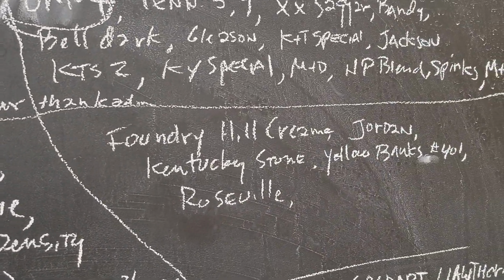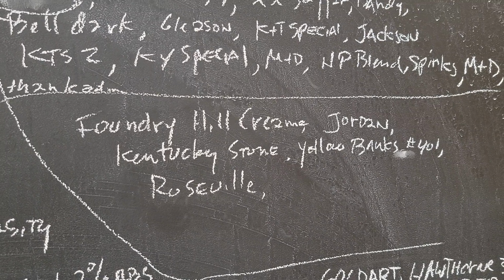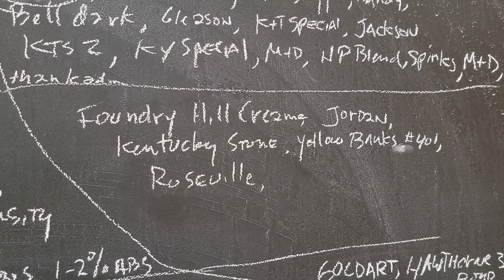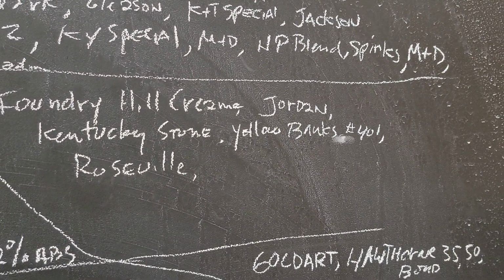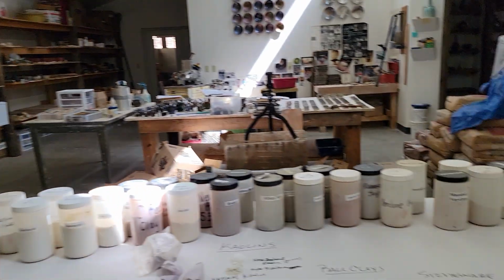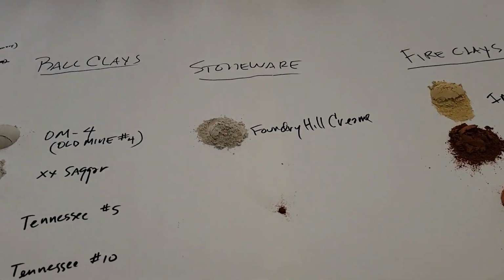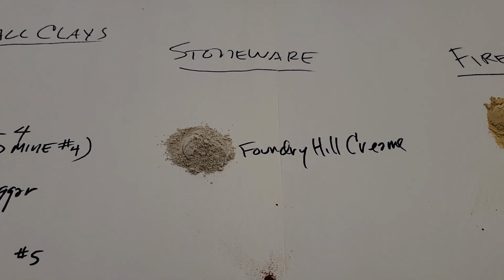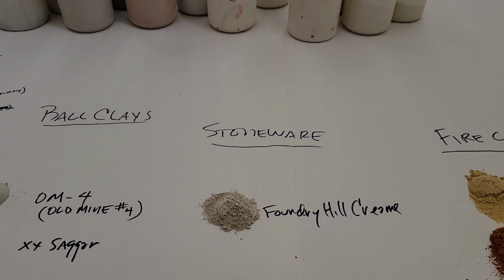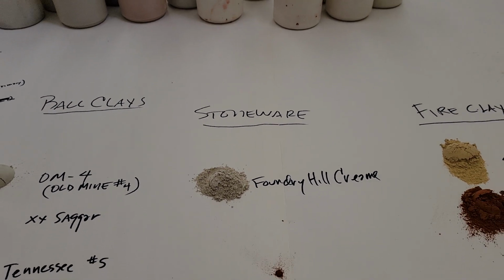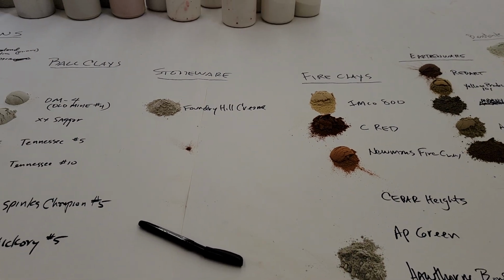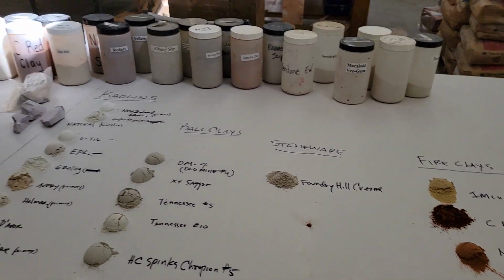All right, so some stoneware clays you can buy would be Foundry Hill Cream, Jordan, Kentucky Stone, Yellowbanks, 401, and Roseville. And I don't have a ton of these. I just had some Foundry Hill Cream because I was making a body with that. But that's all I got.